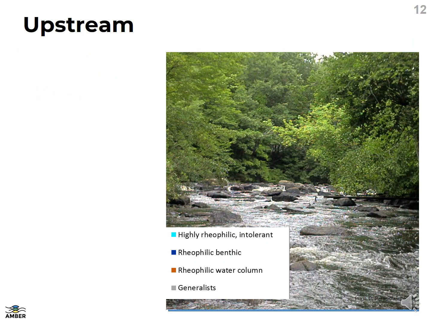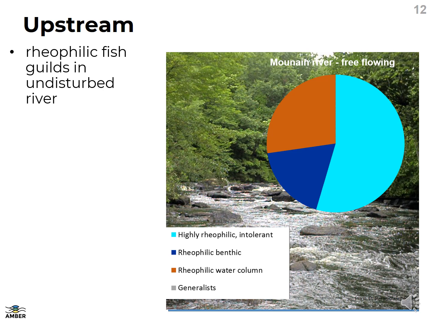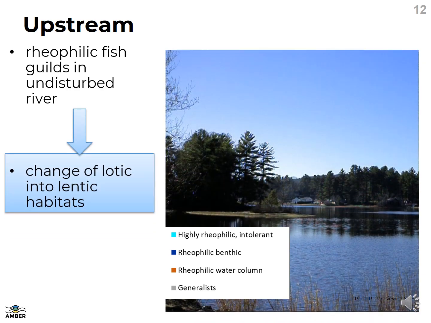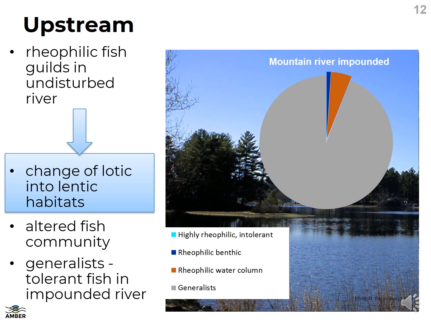Considering fish fauna, when we change riverine habitat, as we've seen here in this picture, that is dominated, like in the mountain river, by rheophilic fish guilds, and we turn it into a pond, we can expect a change of lotic into lentic habitats, and therefore a very different community structure that is dominated by macrohabitat generalists.